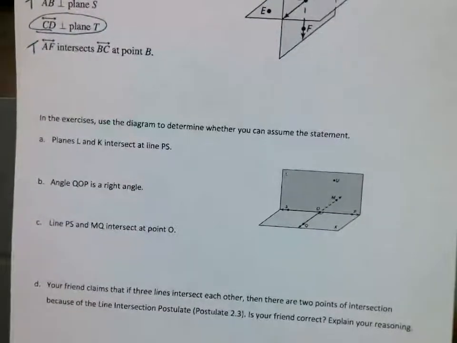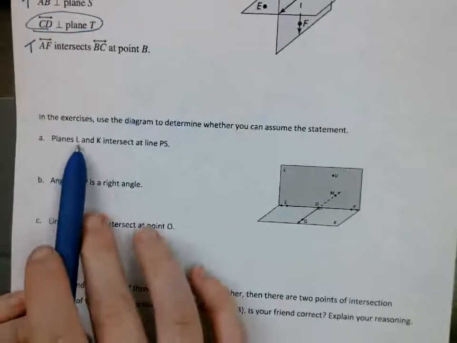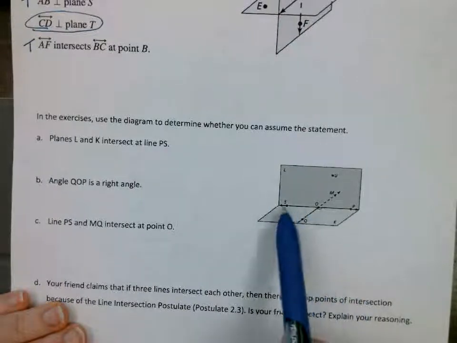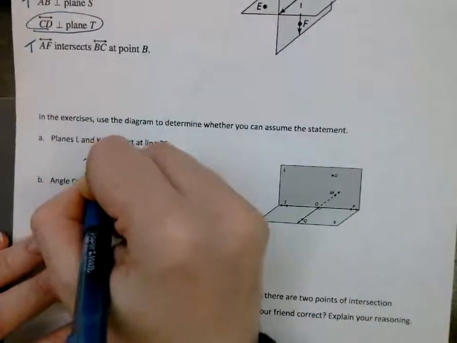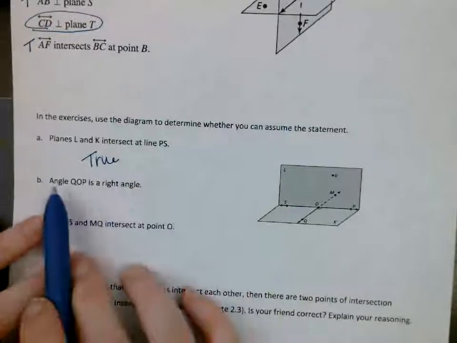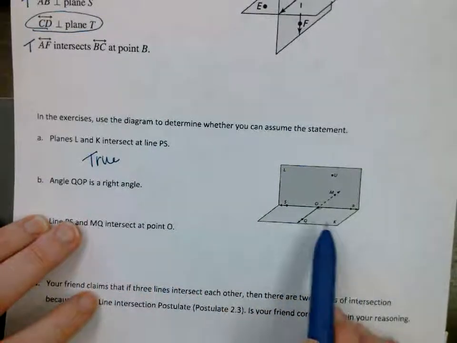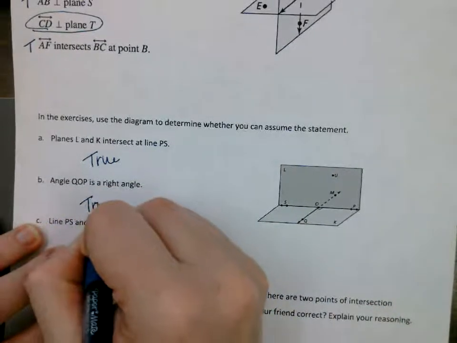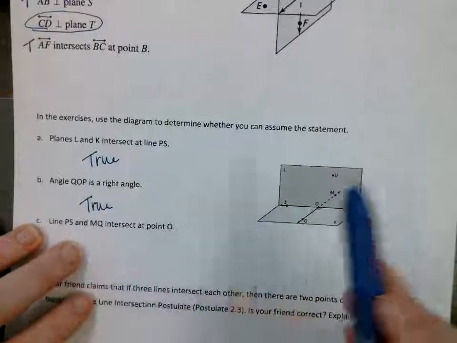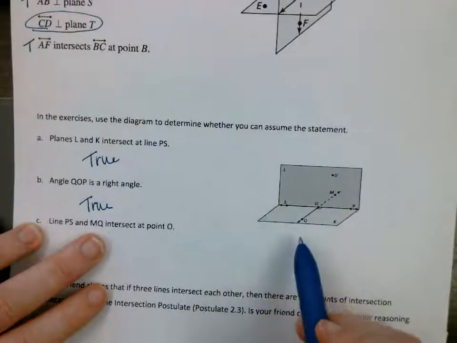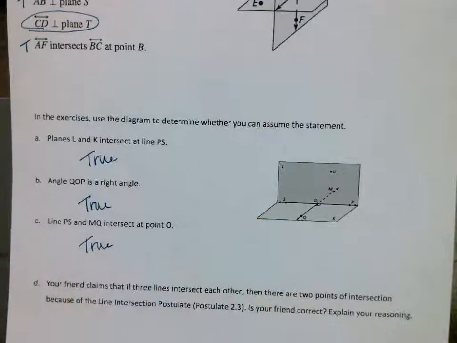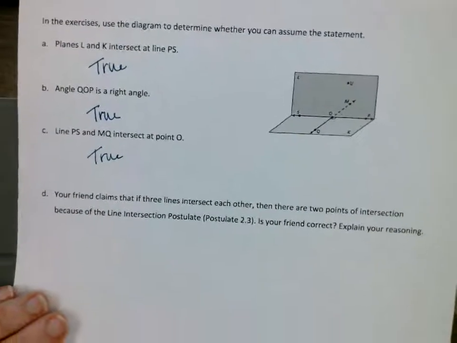Okay, so in the exercises, use the diagram to determine whether you can assume the statement or not. Plane L and K intersect at line PS. That one is true. Okay, angle QOP is a right angle. QOP, you see that box down there, so that one is also true. And line PS and MQ intersect at point O, that one is also true. Okay, just so happened that all of those came out to be true.